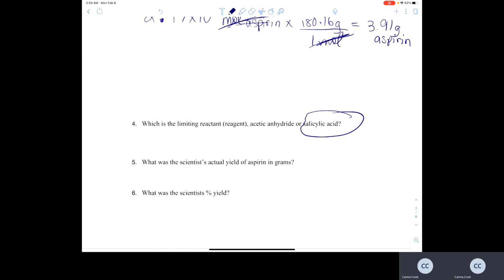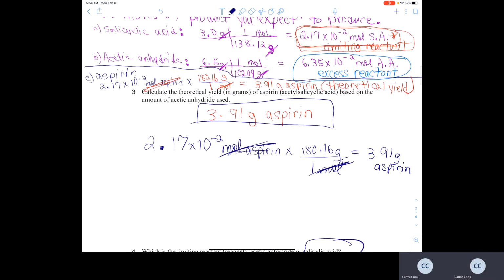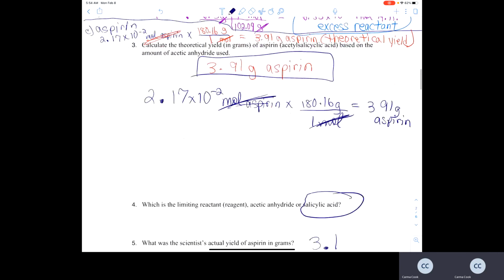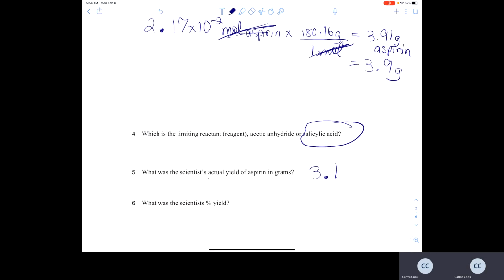So in the video, if we would have continued to watch the video, we would hear and see what was produced, and then we want to follow our significant figure rules. She started out with 3.0 grams of the reactant, and so therefore for our theoretical yield, we only need 2 significant figures, so 3.9 grams. But what she actually produced was just 3.1 grams.